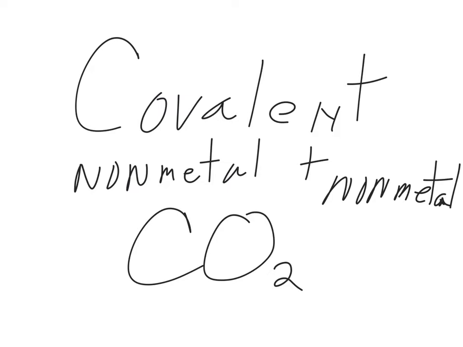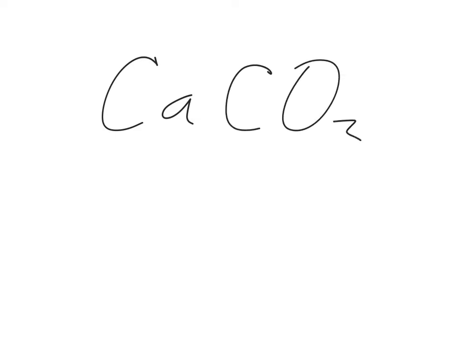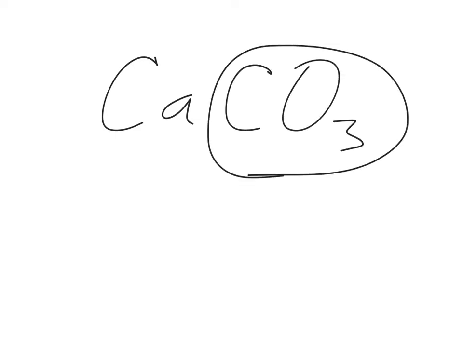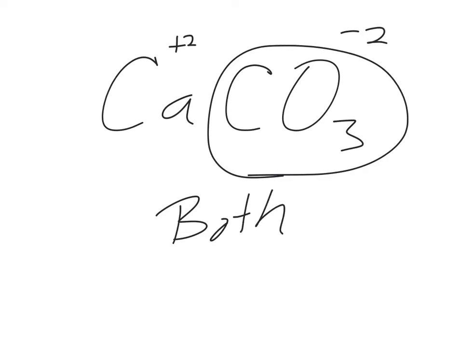Now, can you have both? Yes. If I have something like this, the polyatomic ion is basically a covalent bond. And then the calcium is a plus charge, this is a minus charge. That's a metal and not necessarily a non-metal, but a covalent bond. So this is both. If you have more than 2 elements, it's going to be both.